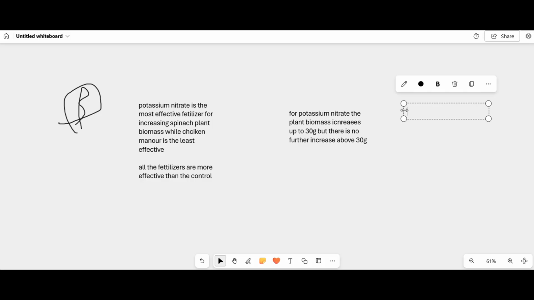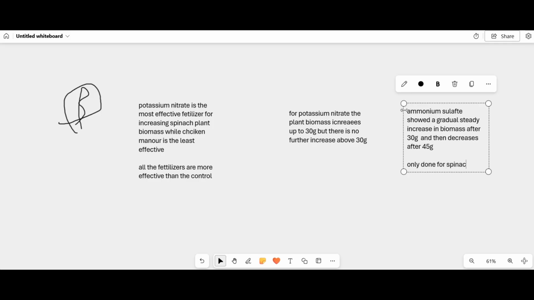Now you can see that ammonium sulfate here showed a gradual, steady increase in biomass after 30 Gs, yeah. Because if you look at 30 Gs, the one for ammonium sulfate has a little increase after that, and then decreases after 45, yeah.